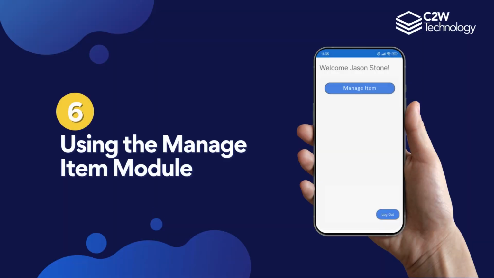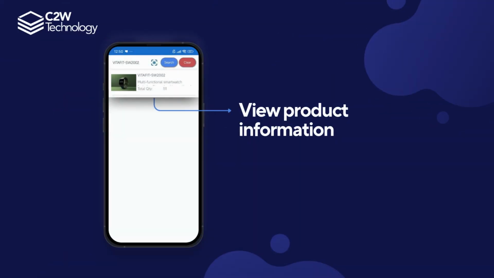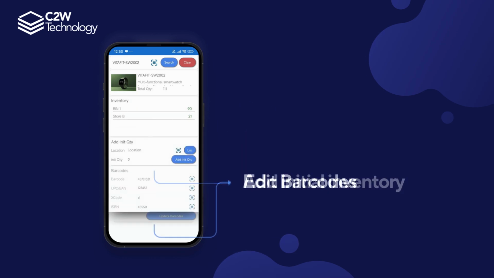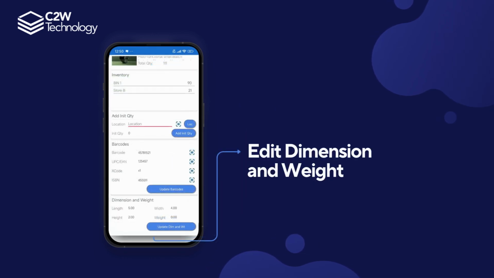In Manage Item, you can view product information, check inventory, add initial inventory, edit barcodes, edit dimension and weight. Everything you need is here to keep your items up to date.